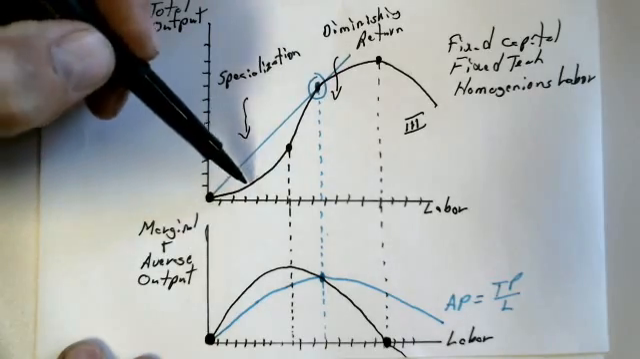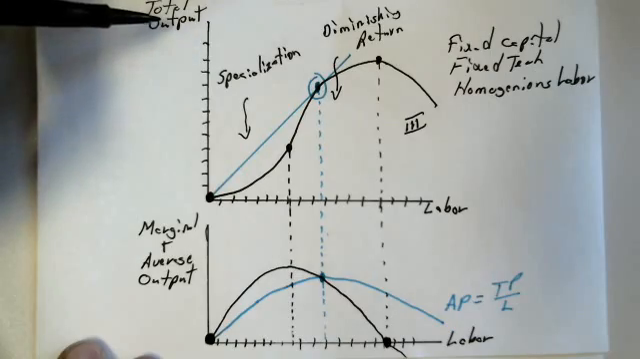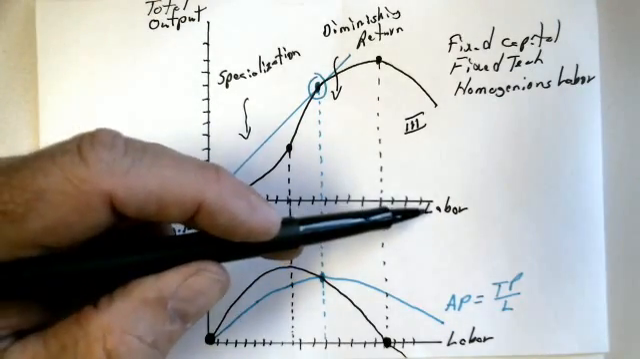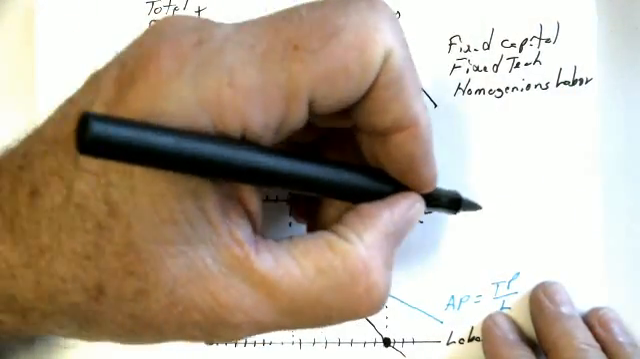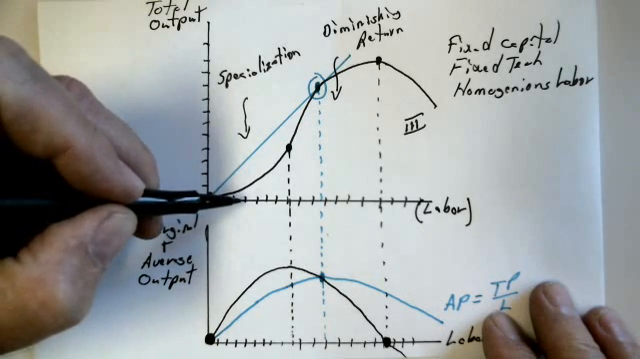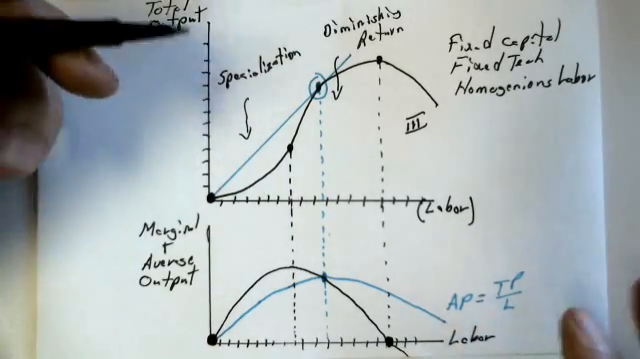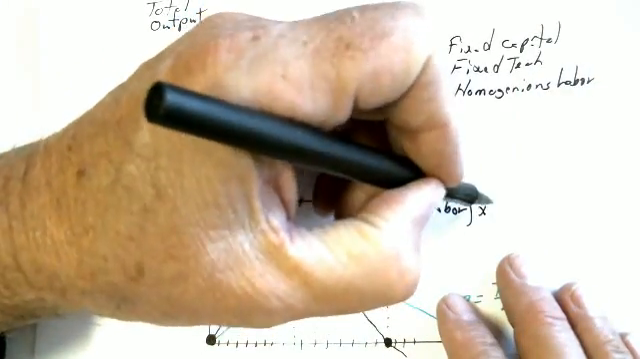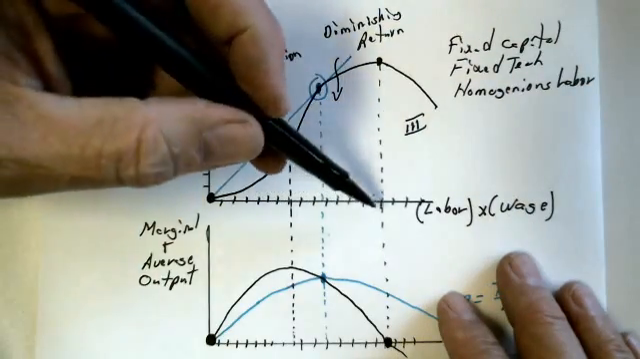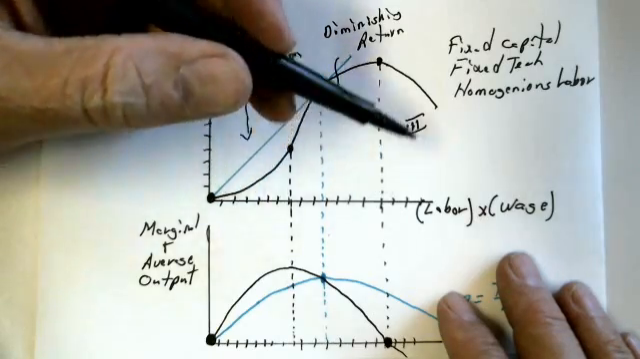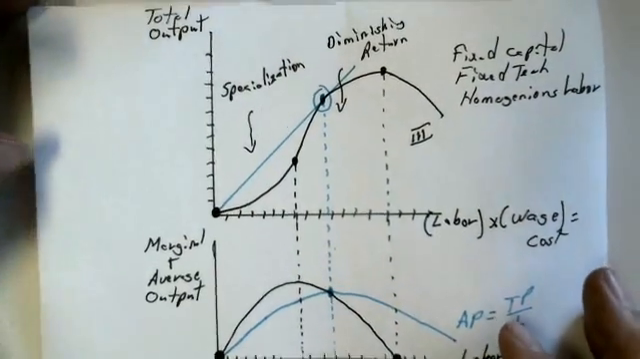If you take this total product function, and remember what's on the axes, this was labor and this was total output, and you convert this axis into dollars, the way you could do that is you take labor, so this is 1 worker, 2 workers, 3, 4, 5, 6, 7 workers. This is just units of labor, and if you multiply it by the wage, you would then have the cost of the variable input, or in this case, the cost of labor on this axis.